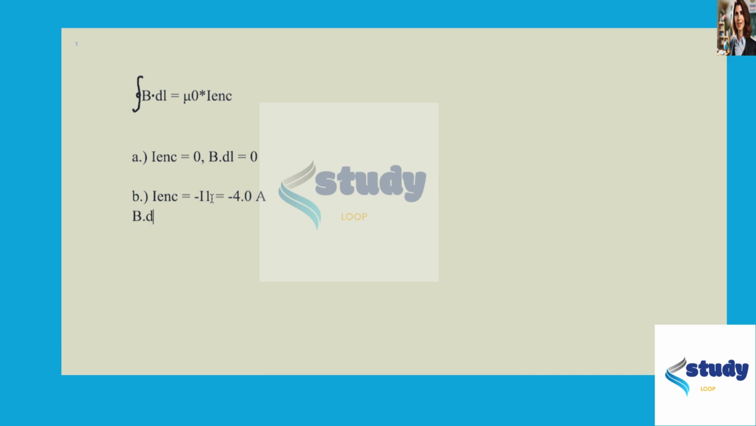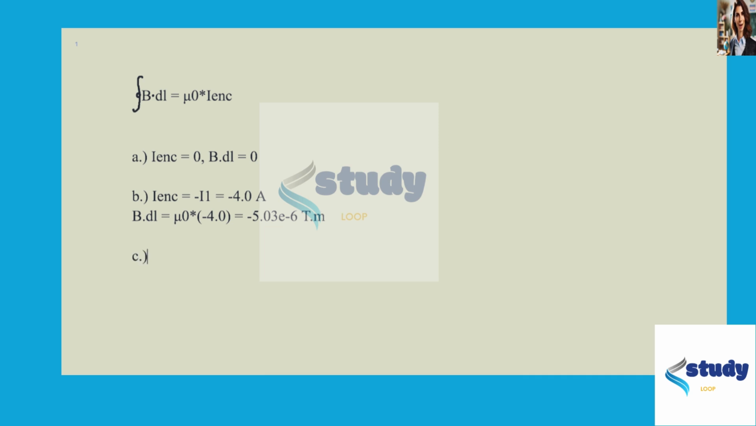So we want our integral of B dot dl in this case to just be equal to mu naught times minus 4.0 amps. That's going to give us minus 5.03 times 10 to the minus 6 Tesla meters. I'm going to set this unit as Tesla times meters, because we have a magnetic field in Tesla and then another length, which is measured in meters.